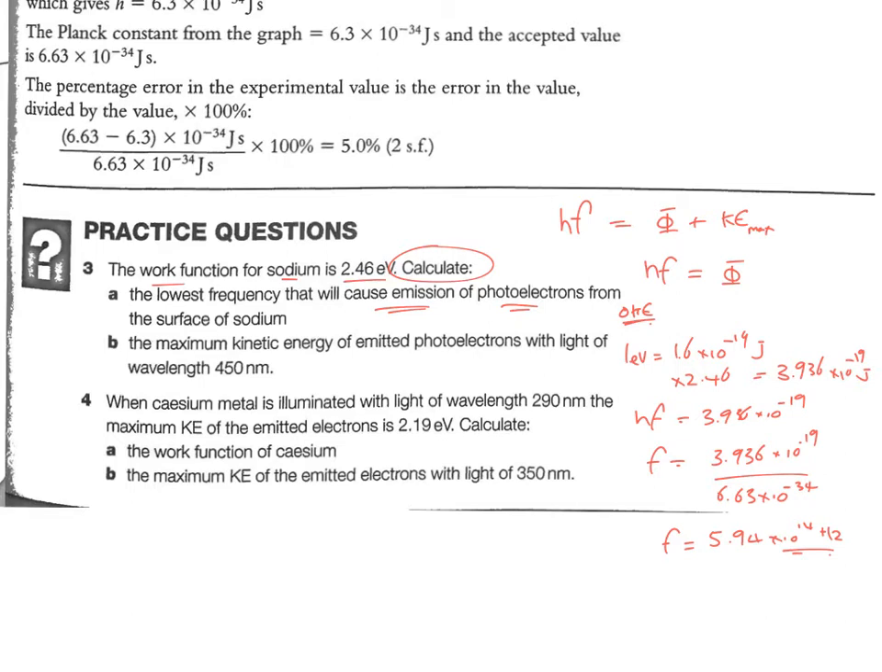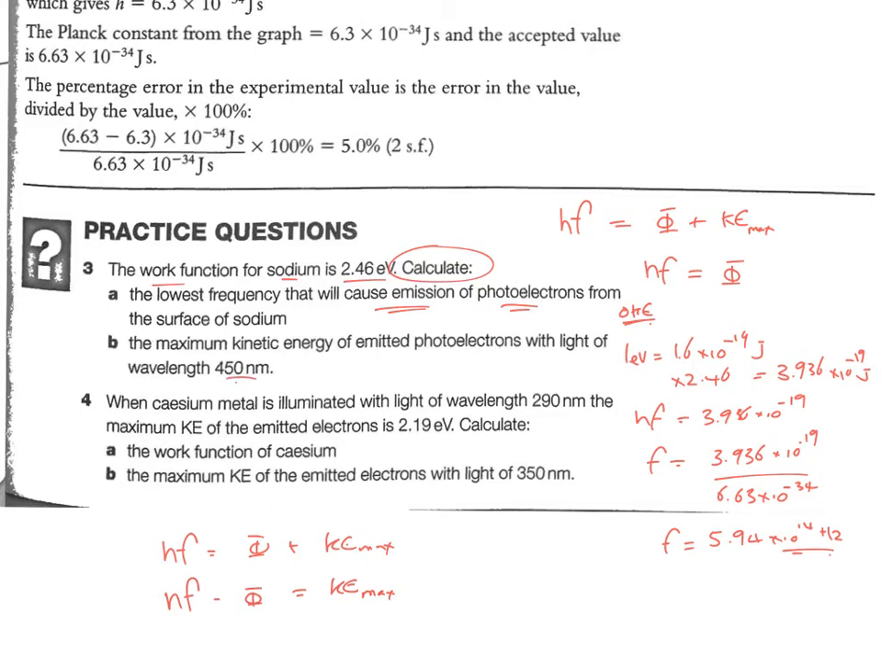So if we have light with a different wavelength, then we can work out what the maximum kinetic energy is going to be. So, same equation. hf is the energy of the photons coming in, so that equals the work function plus the KE max, so rearrange that. The energy of the photons coming in minus the work function, i.e. the minimum energy electrons need to escape, will give us the KE max. So then we just have to put our numbers in.